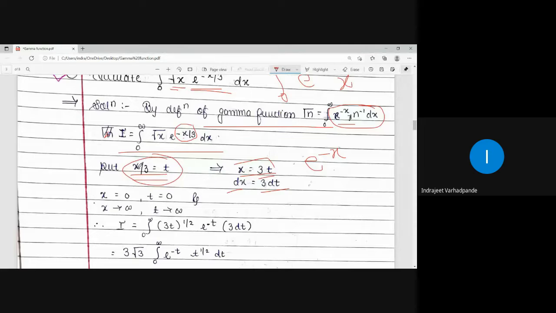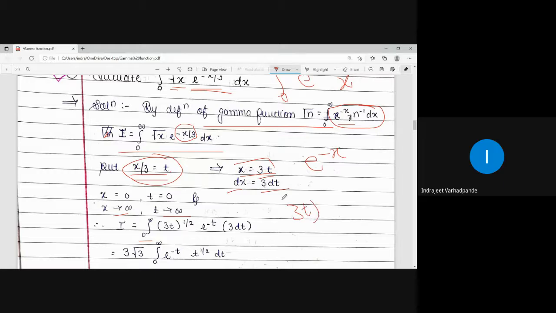When x is equal to 0, t is also 0. When x tends to infinity, t tends to infinity. So limits of integration are unchanged. 0 by 3 is 0, so t is equal to 0. X is tending to infinity, t will also tend to infinity. So I is equal to integral 0 to infinity. Clear? Here root x is now 3t.